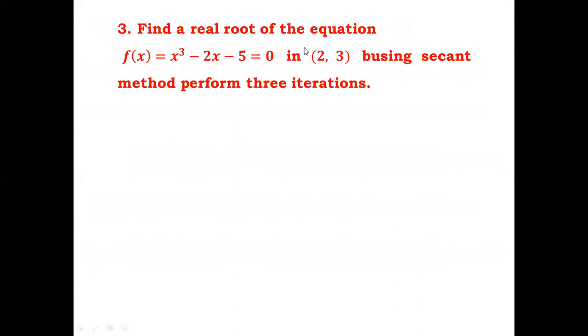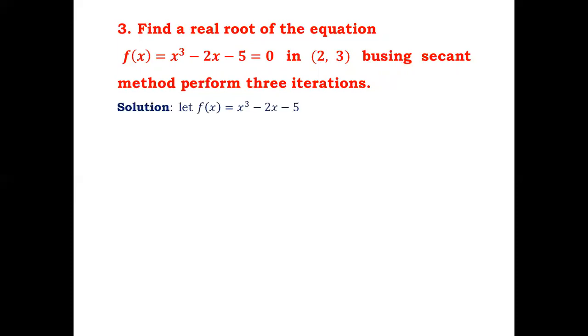So, the next problem is to find the real root of the equation f of x equals x cube minus 2x minus 5 equals 0 in 2 comma 3, by using the secant method, performing three iterations. Three iterations means we have to calculate x2, x3 and x4.